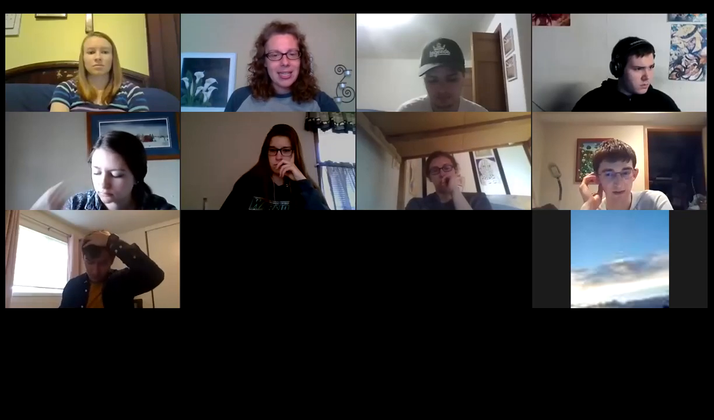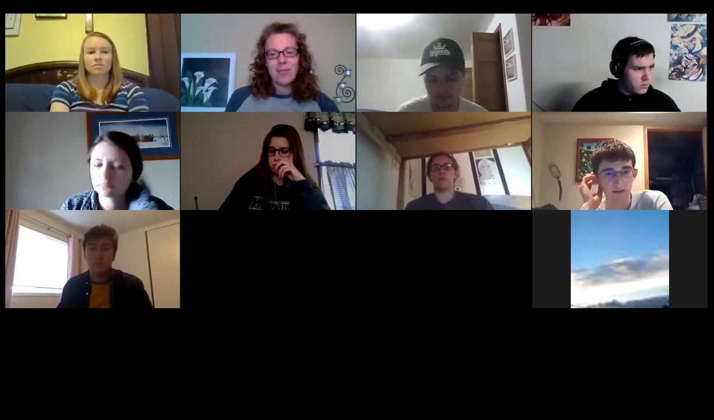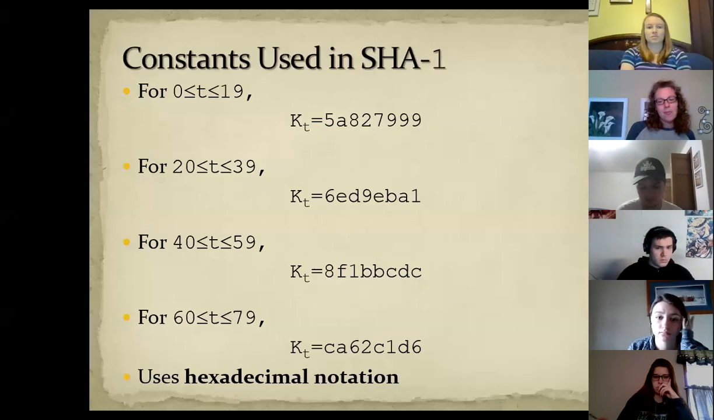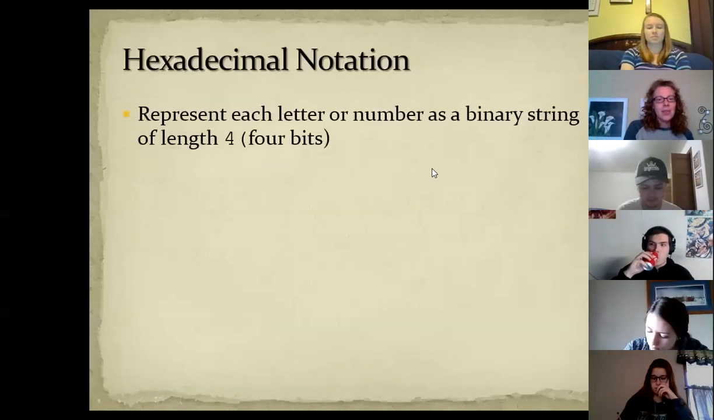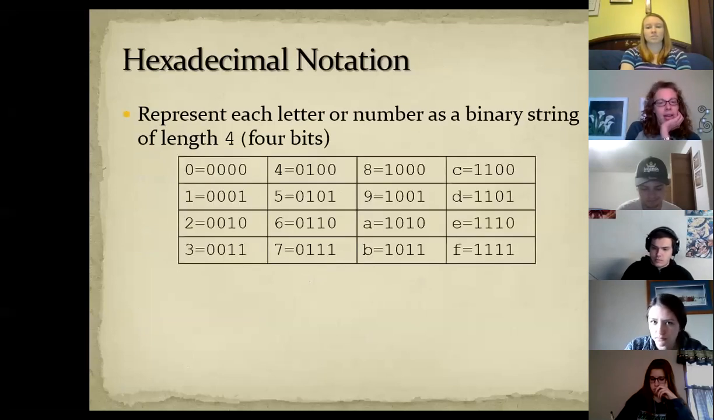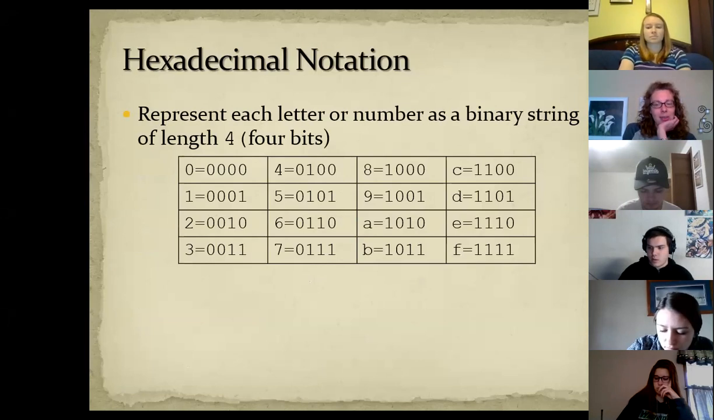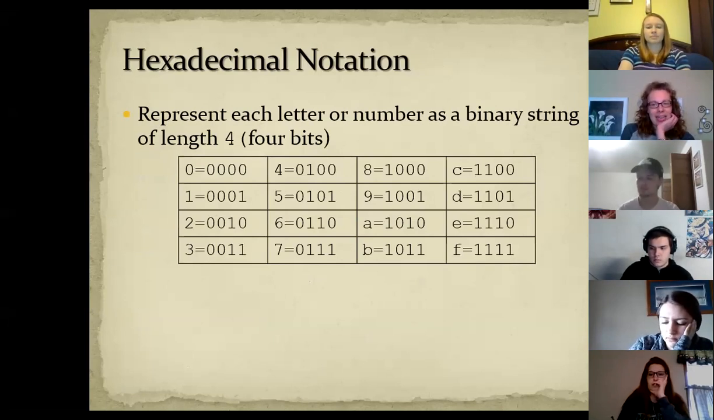All right, hexadecimal notation, for those of you who are not super familiar with it. We are representing each letter or number as a binary string, 4 bits. So this is how you can translate from hexadecimal notation to binary. Computer science people, you can tune out for the next minute and a half or so. You can write things as element 1 through 16, or you can write them using zeros and ones.